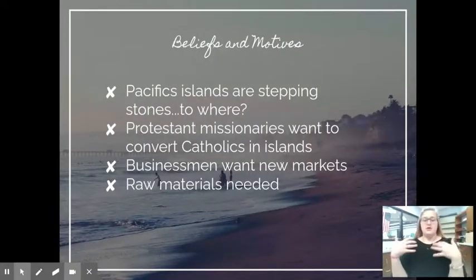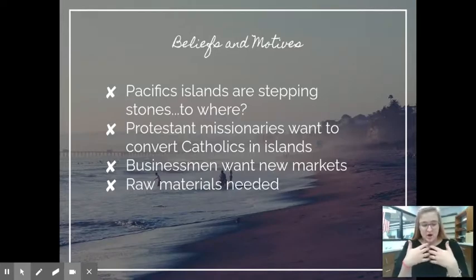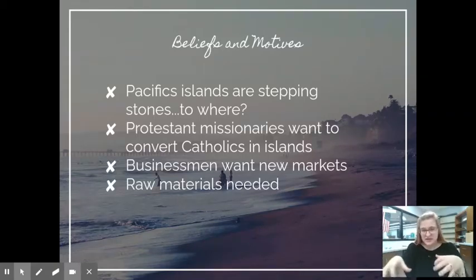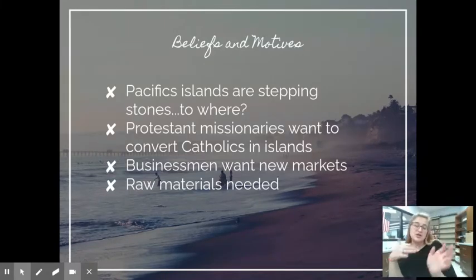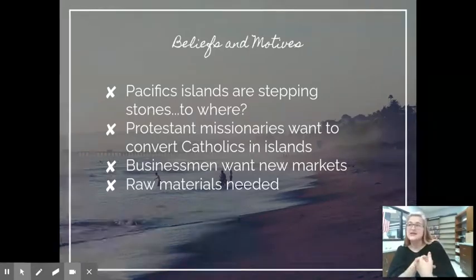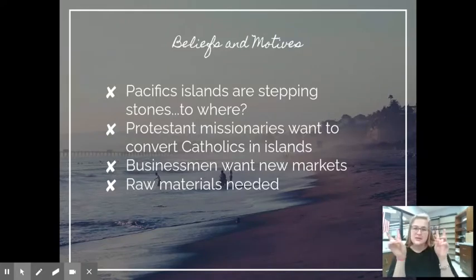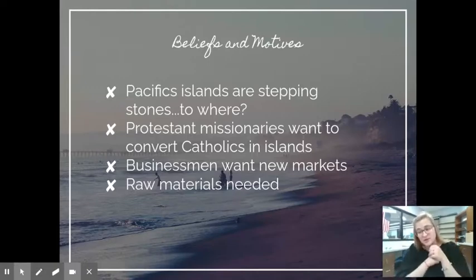So here's some beliefs and motives here. The Pacific Islands are stepping stones to Asia. Asian trade has been difficult to this point because of the Pacific Ocean. But if America can own little baby islands, they can hop across them and go over to Asia and start trading more efficiently with Asia. There's also the idea of spreading religion and culture, like Protestant missionaries and Catholic missionaries going to these islands and civilizing these savage people. Hopefully you hear my sarcasm, okay? Businessmen obviously want to strip these places of resources and then sell goods back to them, and there's a need for raw materials.